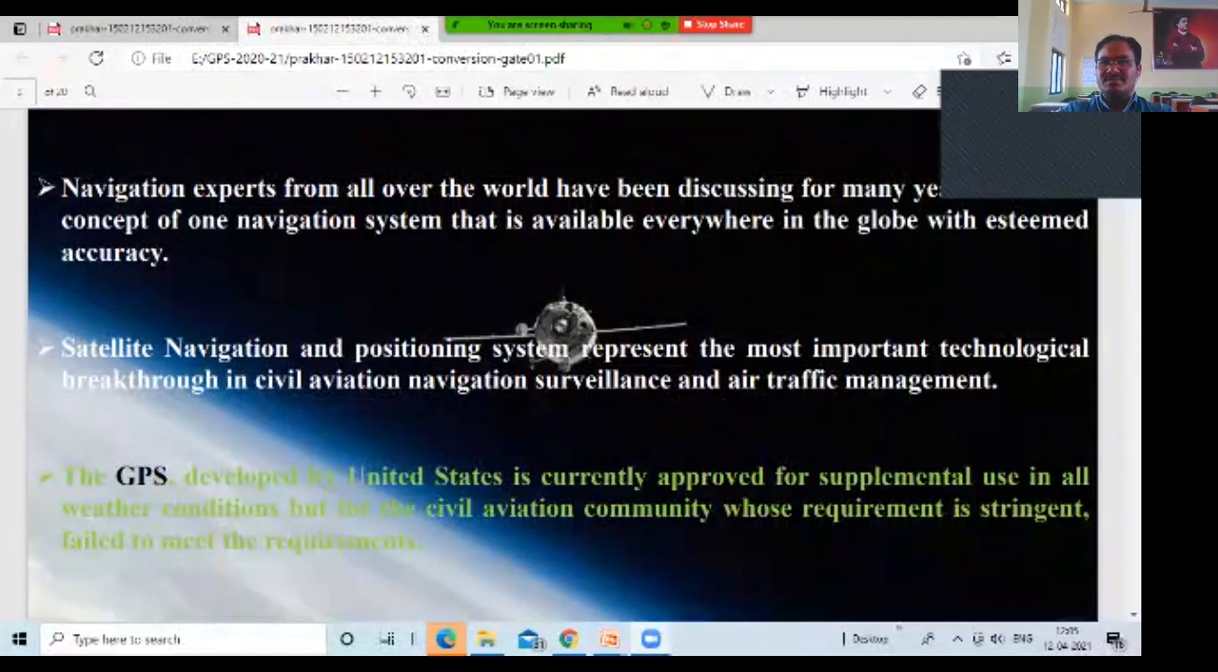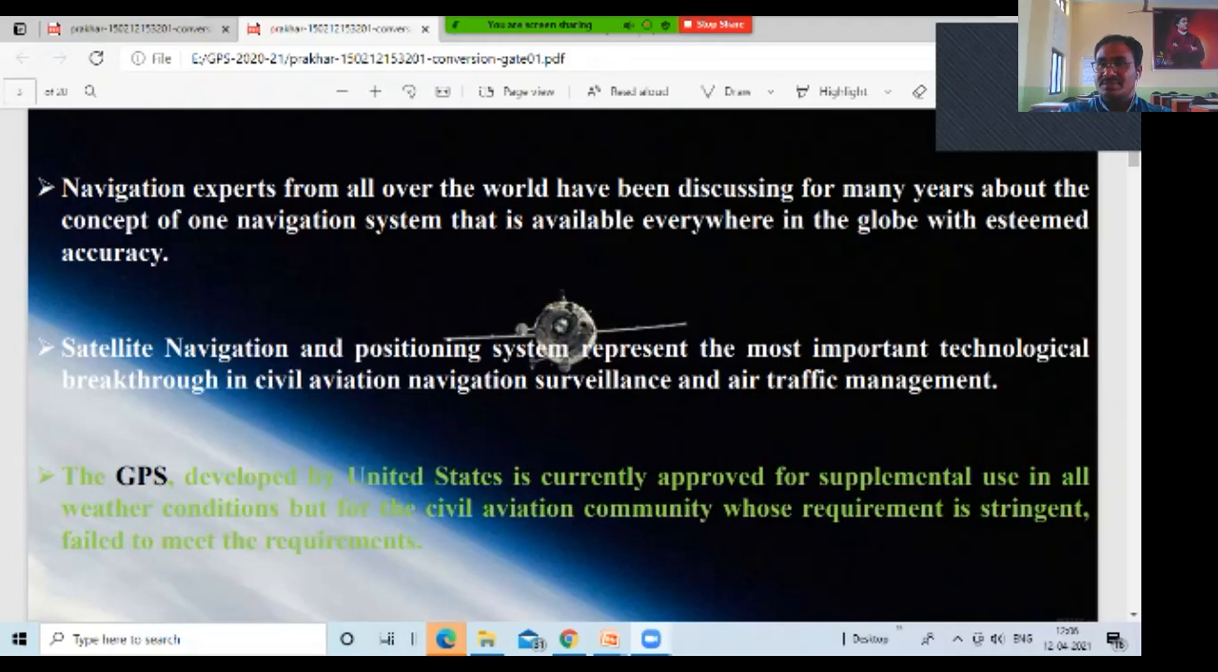Navigation experts from all over the world have been discussing the concept of a navigation system for many years. The satellite navigation and positioning system represents the most important technological breakthrough in civil aviation. So it is majorly implemented for civil aviation, navigation, surveillance, and air traffic management. Nowadays there are many flights traveling, and the traffic is controlled by the use of this GPS only.